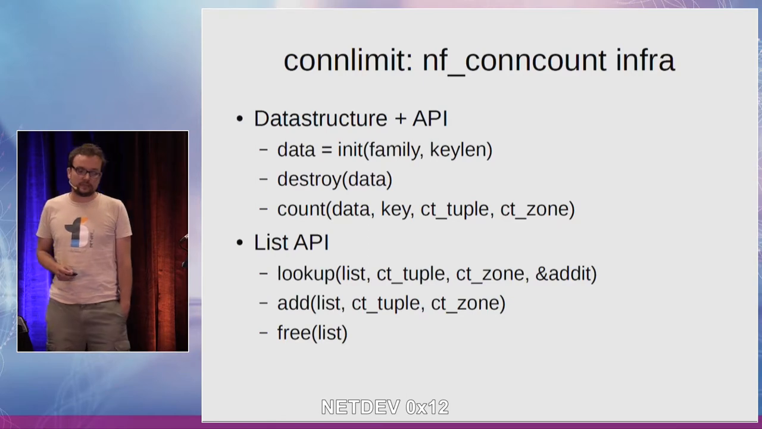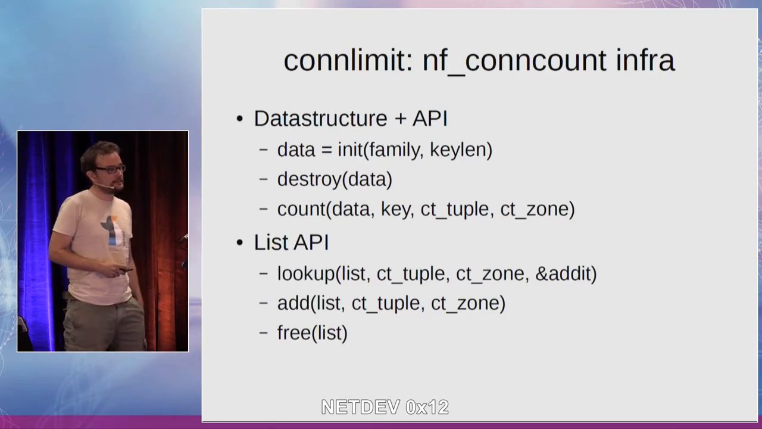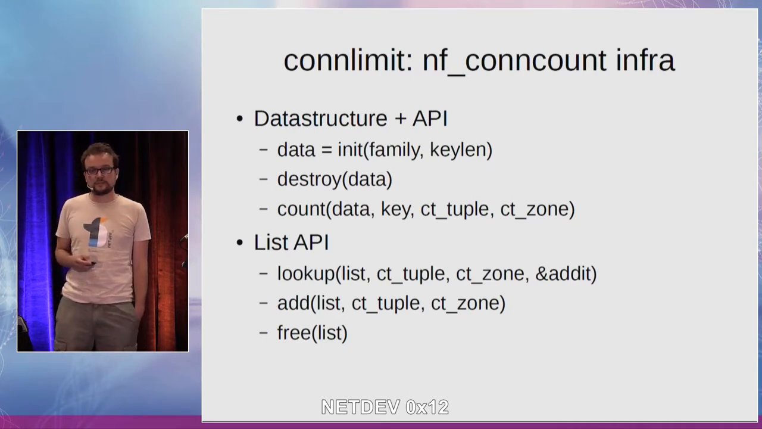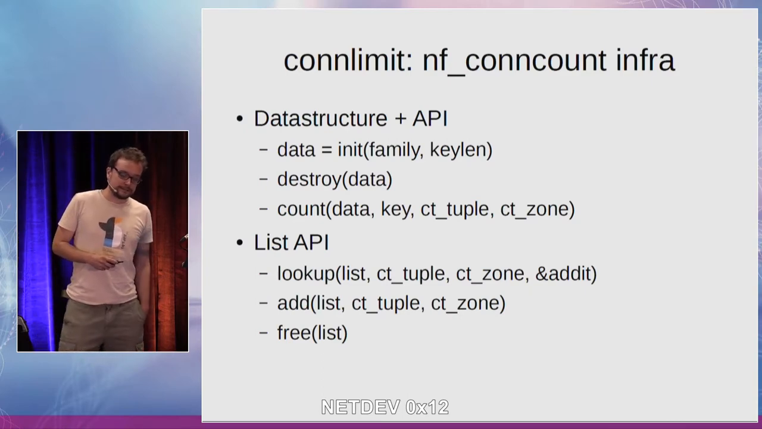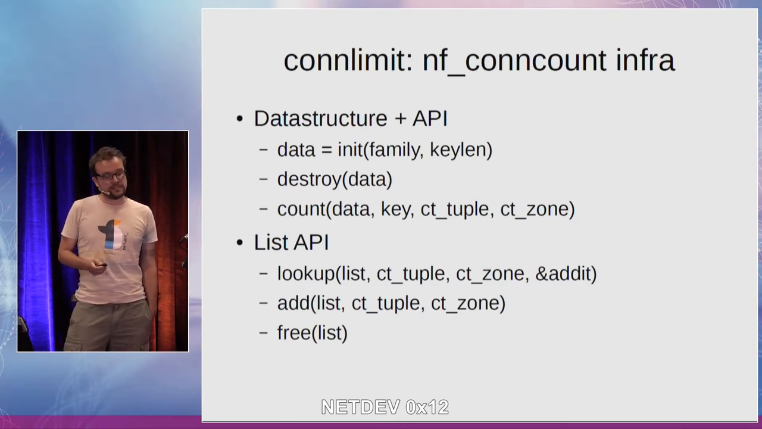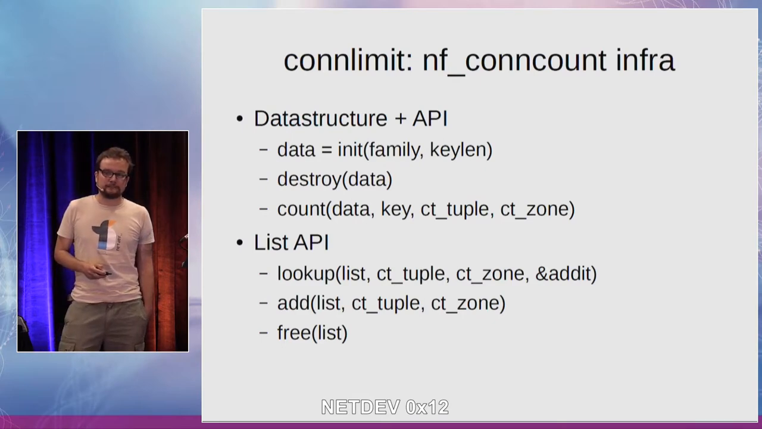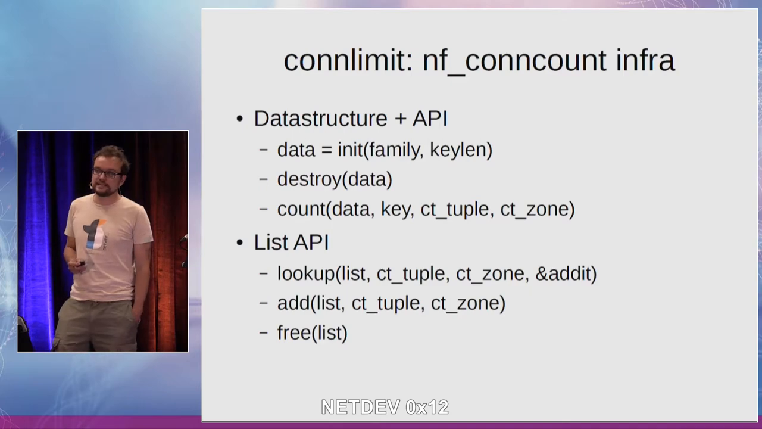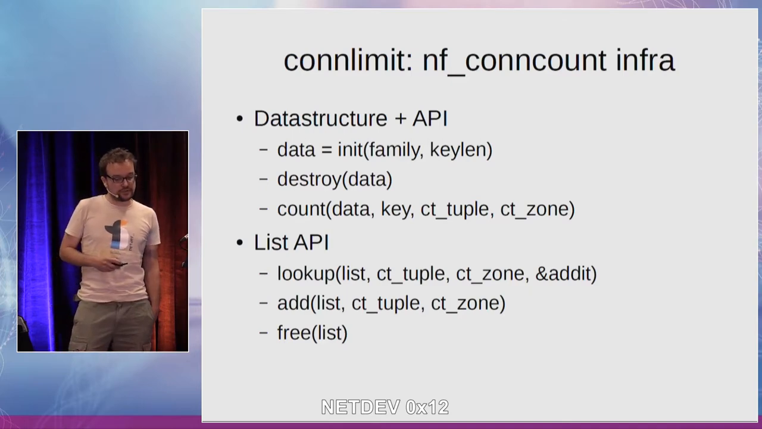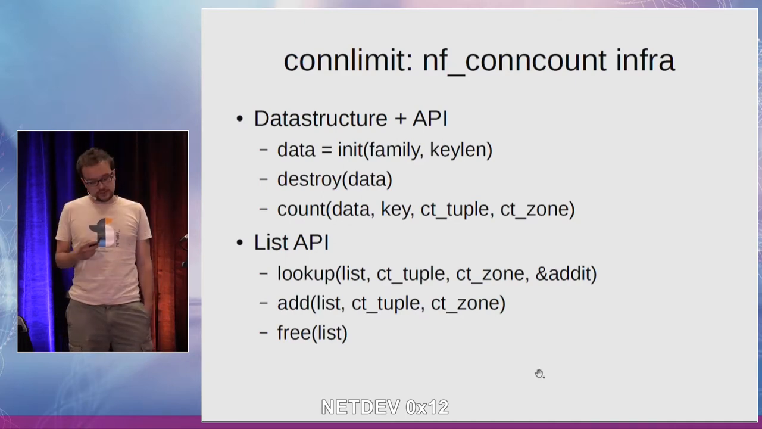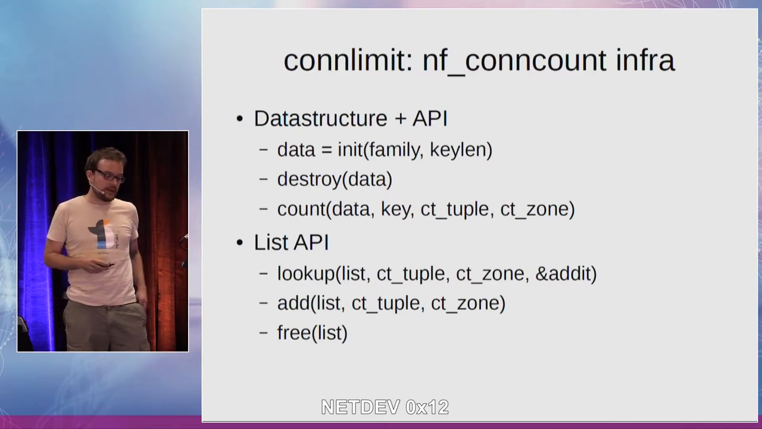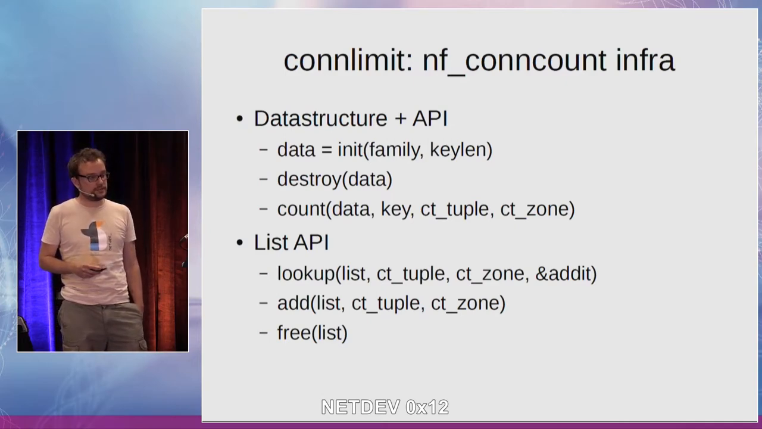So now Florian came up with the nf_conncount infrastructure. Basically the idea was he just placed the code that could be shared between nftables and iptables. So the original API was quite simple, just an initialize function that was going to give us this hash table plus RB tree plus lists, and then a way to destroy that, and then a way to count, just passing that data structure and a key and the tuple and the zone.